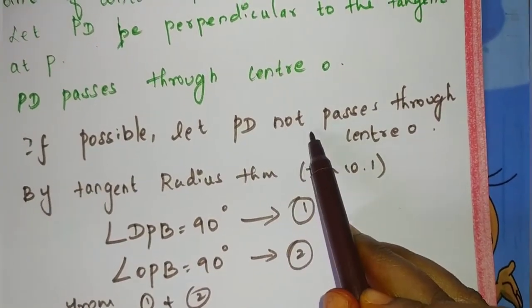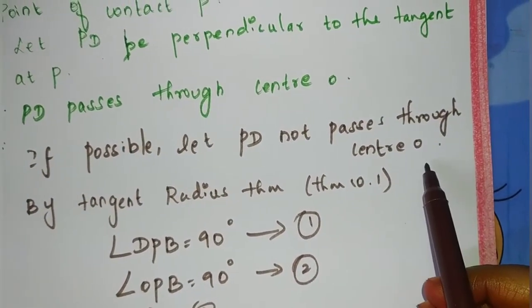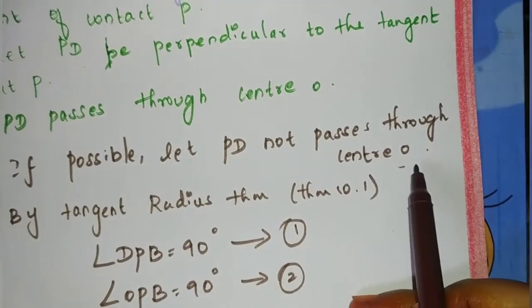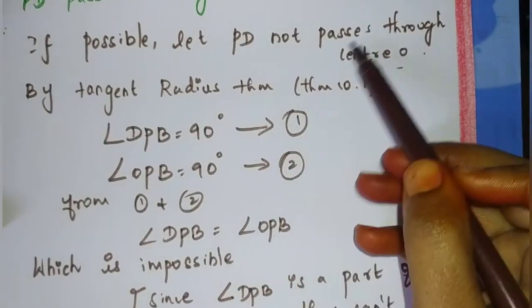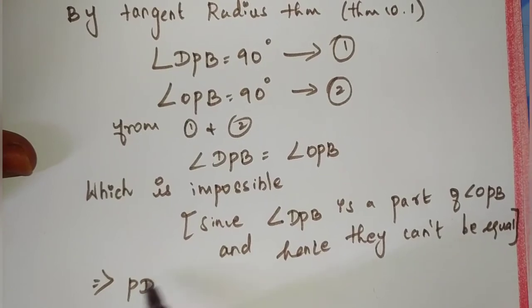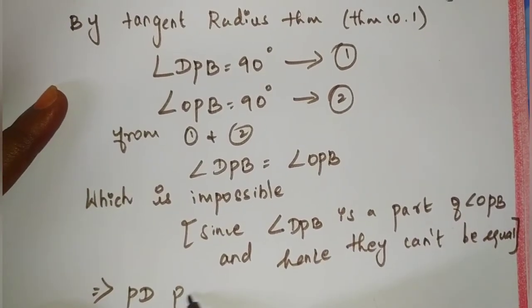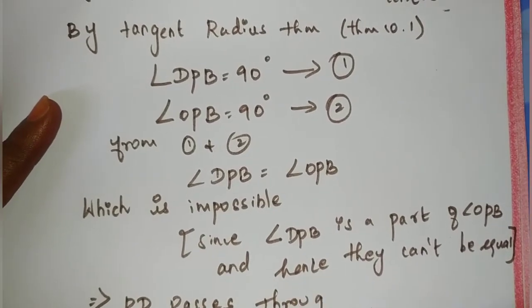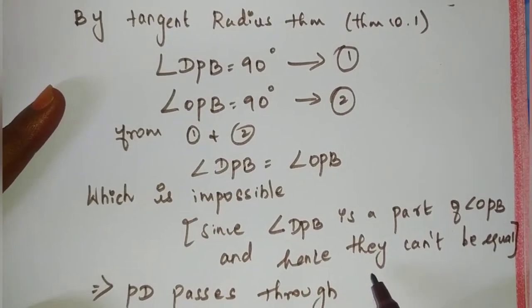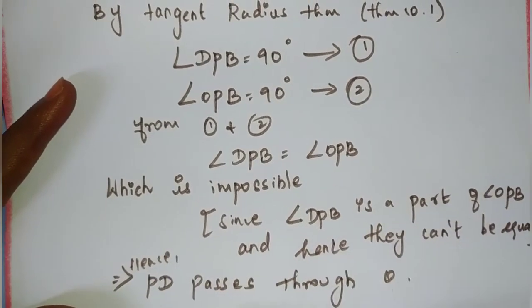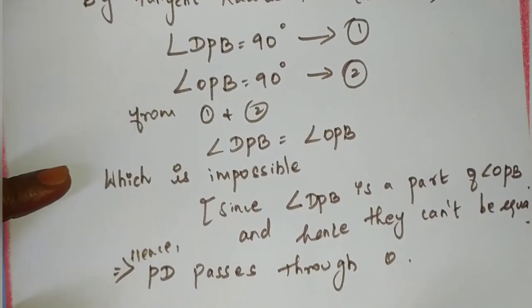So we can't say that PD does not pass through the center O. That is a contradiction. So we can say that PD must pass through the center only. Already I said that PD must lie on the line OP only, no? So hence PD passes through the center O.